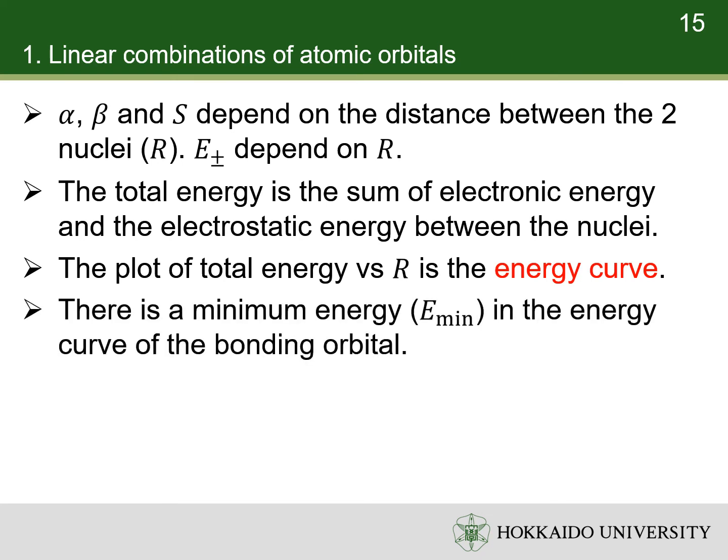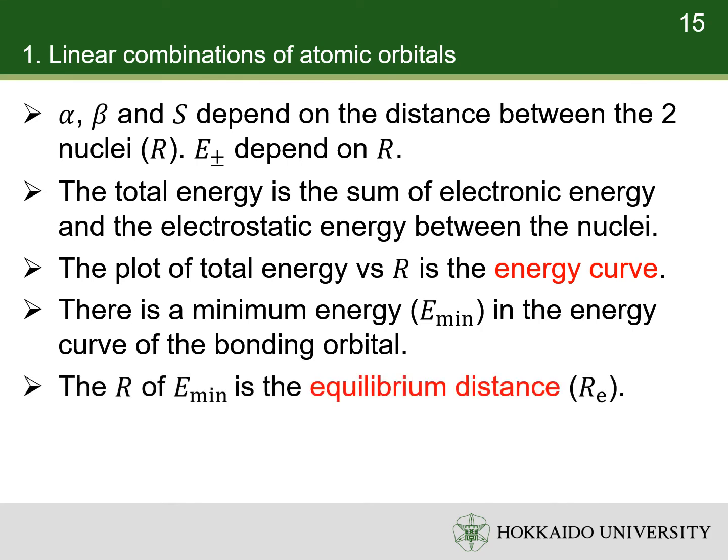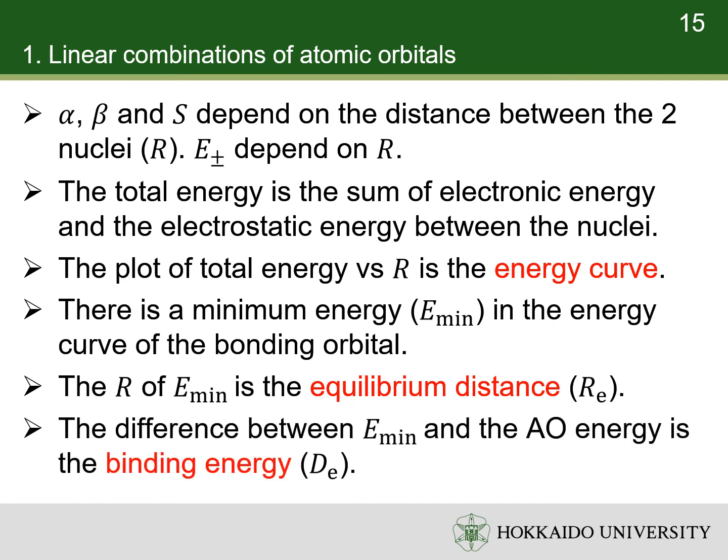There is a minimum energy in the energy curve of the bonding orbital. The distance corresponding to the minimum energy is the equilibrium distance. The difference between the minimum energy and an atomic orbital energy is the binding energy.